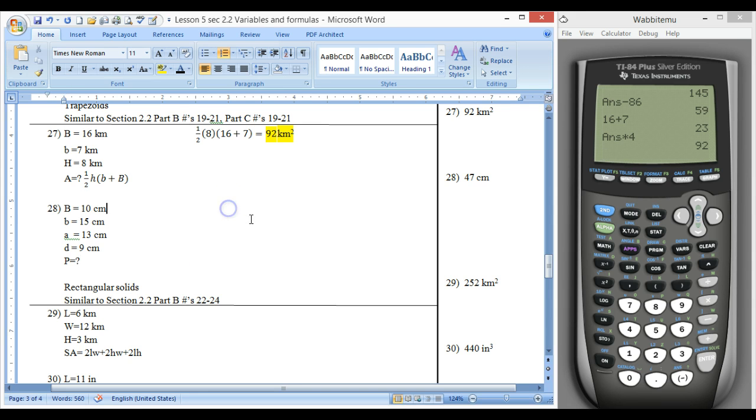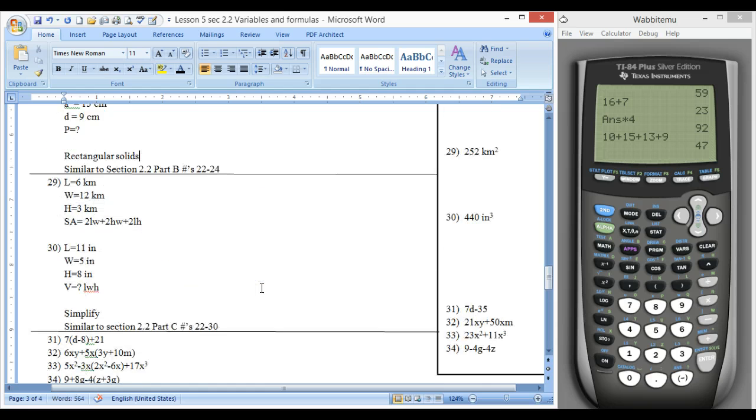Perimeter, I'm just going to add them all together. I don't even need to follow the formula here. So I'm going to do 10 plus 15 plus 13 plus 9. Perimeter is just like fencing, all the length of everything on the outside. There we go, 47, and because it's only length, I just need centimeters, and I'm done.